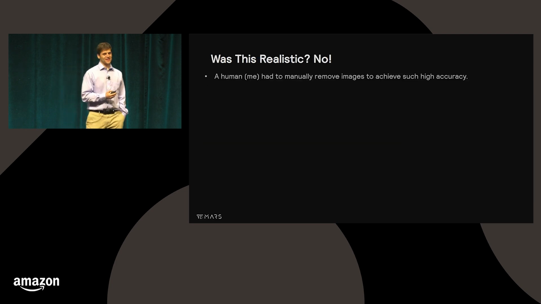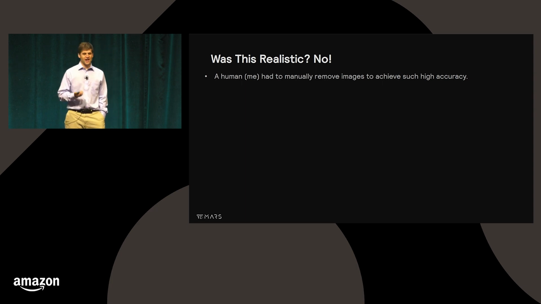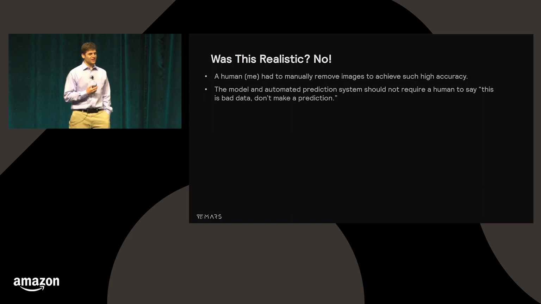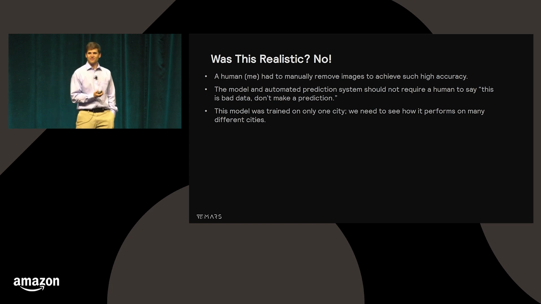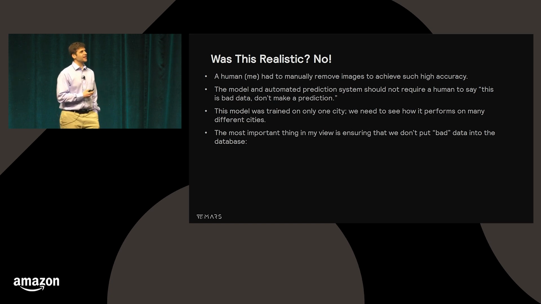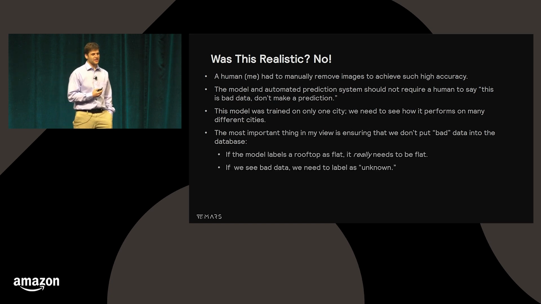But was this realistic? No, it wasn't realistic at all. A human, me, had to manually remove all these images to achieve such a high accuracy. The model and the automated prediction system shouldn't require a human to step in the loop and say, this is bad data, don't make a prediction. There's no way you can use this data to make a good prediction. The model was also trained in only one city, so we didn't see how well it could generalize across different places.